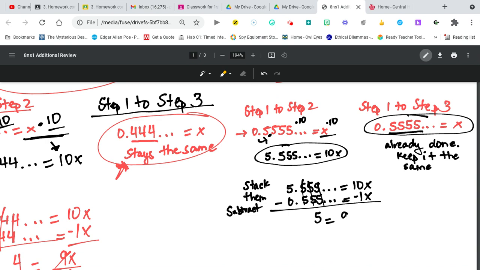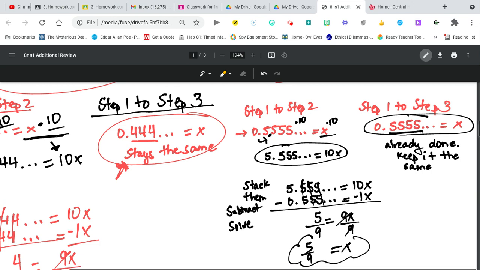10x minus 1x is 9x. And after you subtract, you're supposed to solve. Divide both sides by 9. And 5 is smaller than 9. It's not improper, so you just leave it like that. It's already simplified. Now, if you watched my video yesterday and you understand the shortcut, do the shortcut.